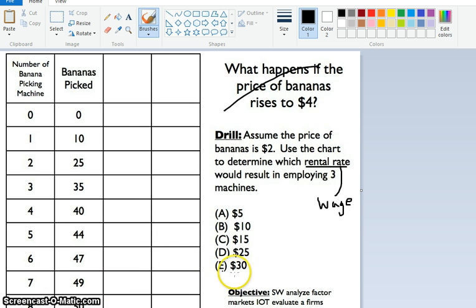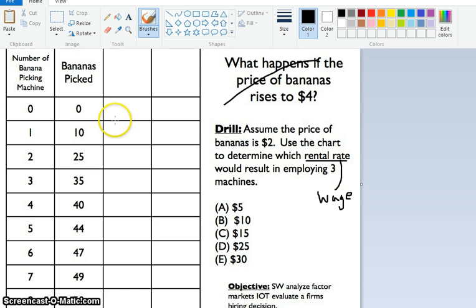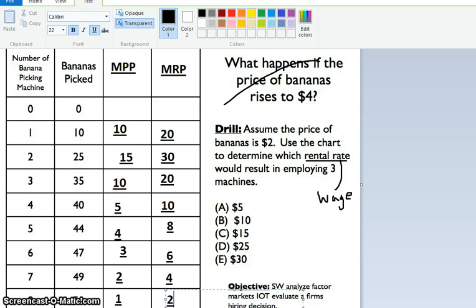Now this question here, let's take a look. So it tells you, assume the price of bananas is $2. Use the chart to determine which rental rate, which is like the wage for a machine, would result in employing 3 machines. Ooh, tricky. So you have to find some things here. I'm going to tell you, you need to find your marginal physical product, your marginal revenue product, and then we can answer this. And I'm going to put those on here, and then I will tell you the answer in a second. And again, if you have trouble, it'll be up to you to kind of problem solve and figure it out.